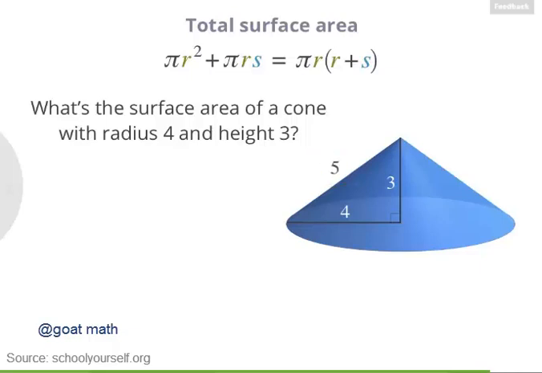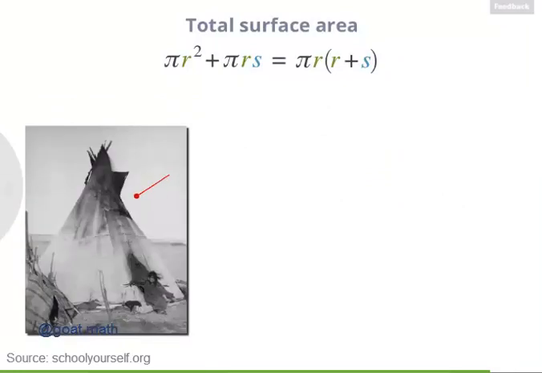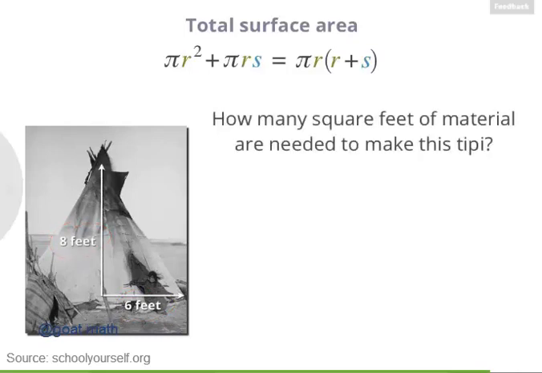Let's finish this lesson with a real-world example. Here's a teepee, and suppose its radius is 6 feet and its vertical height is 8 feet. About how many square feet of material are needed to make this teepee? Keep in mind that a teepee is just the lateral surface of a cone. The circular bottom of a teepee is usually just the ground.